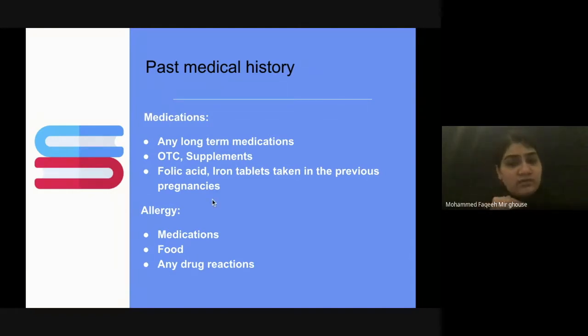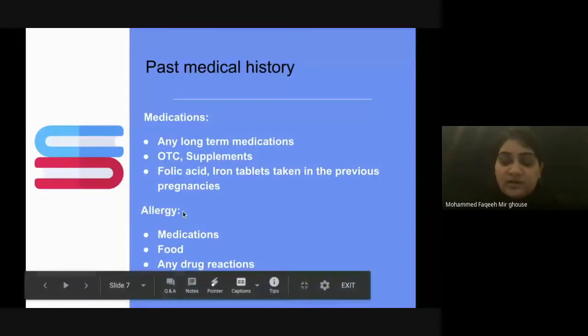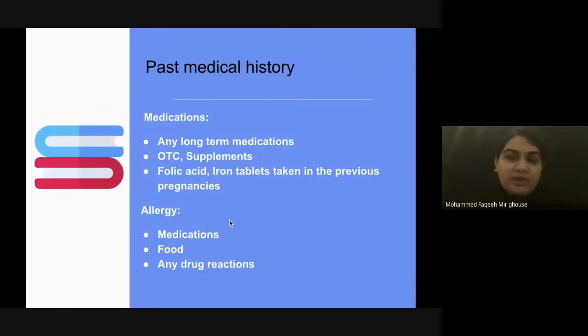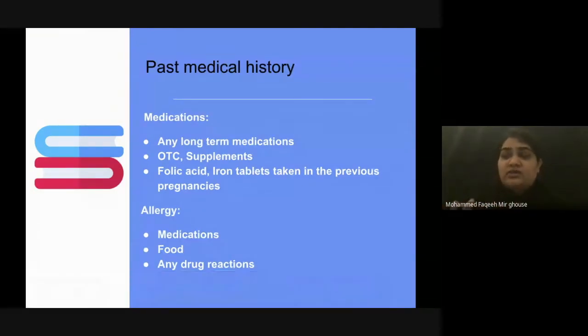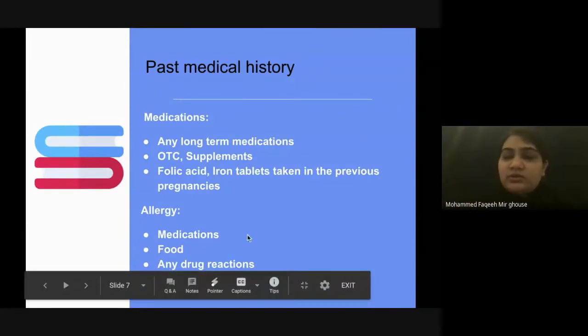Allergy also comes under past medical history itself. It does not come in P3. So over here, when you ask about allergies, please be very specific. Once again, allergy to any medications, any foods. Have you ever experienced any previous reactions to any medications? Okay, so these are also some things which are very important to take note of.